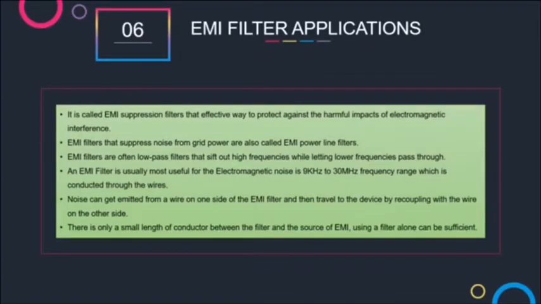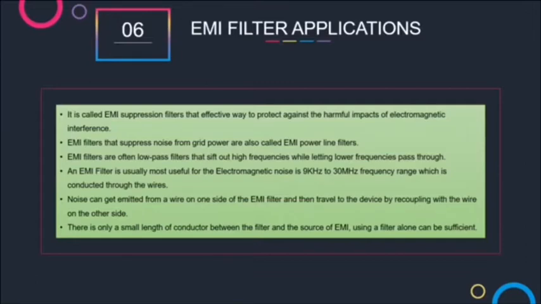EMI filter application. EMI suppression filters are an effective way to protect against the harmful impacts of electromagnetic interference. EMI filters that suppress noise from grid power are also called EMI power line filters. EMI filters are often low-pass filters that sieve out high frequencies while letting lower frequencies pass through. EMI filters are usually most useful when the electromagnetic noise is in the 9 kHz to 30 MHz frequency range, which is conducted through the wires.